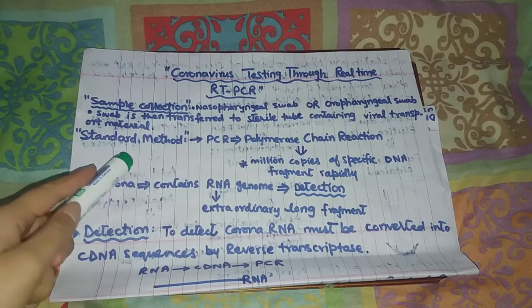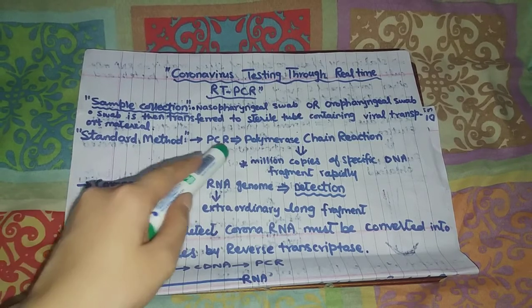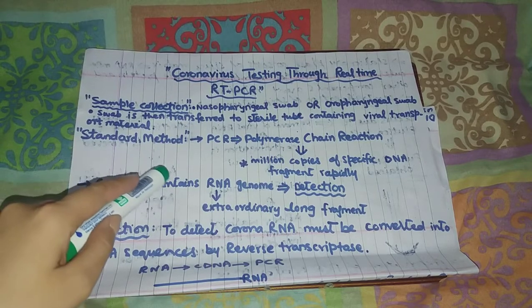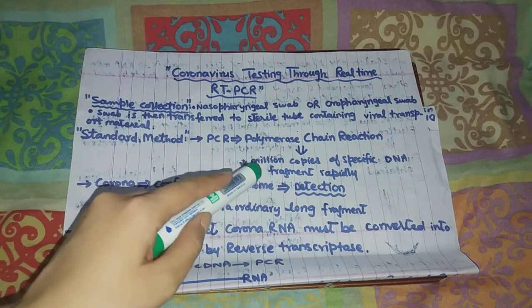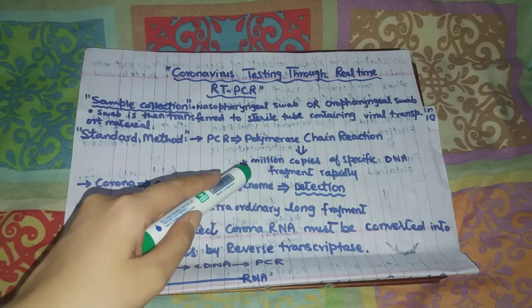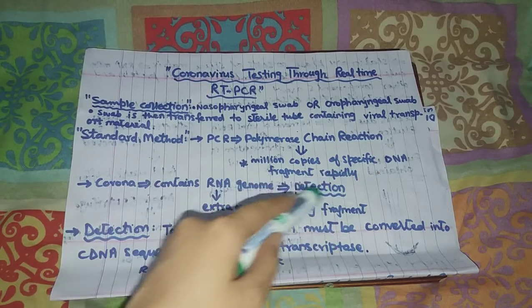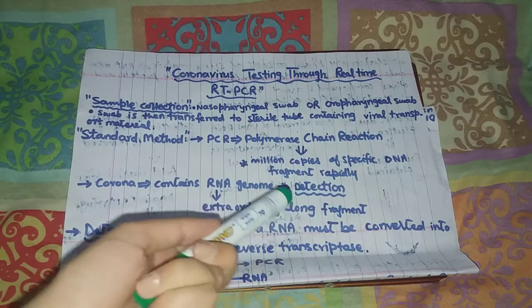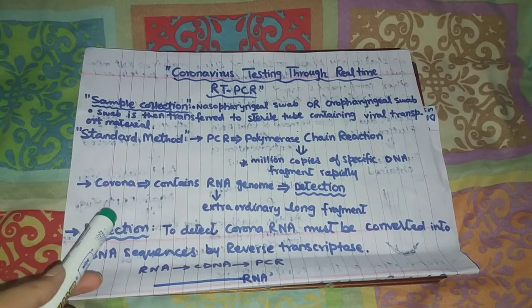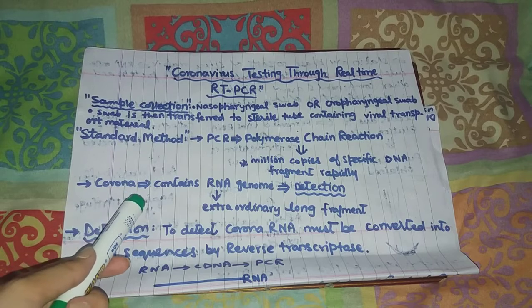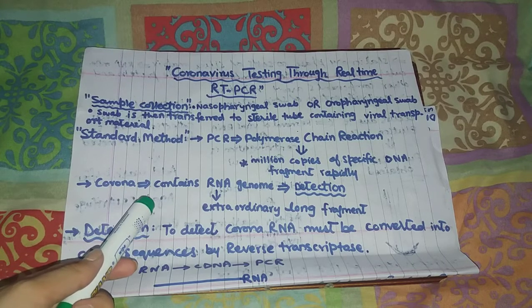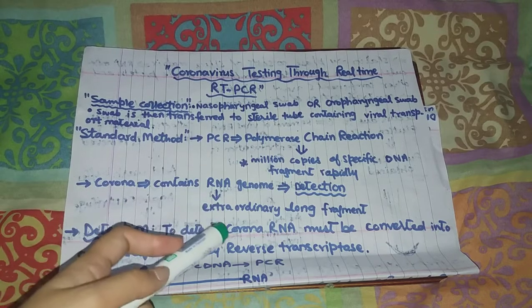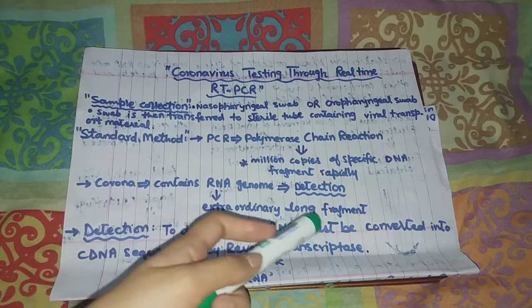This testing is based on the PCR procedure, and we know that the standard method PCR is the polymerase chain reaction. In PCR, we get millions of copies of a specific fragment of DNA rapidly. We know that corona is an RNA virus, so it contains not DNA but an RNA genome, and this RNA molecule is an extraordinarily long fragment.